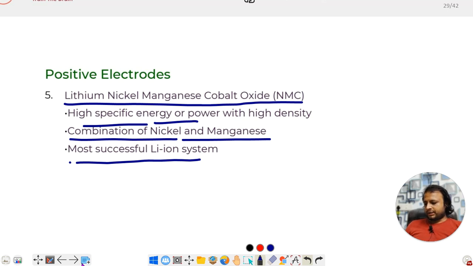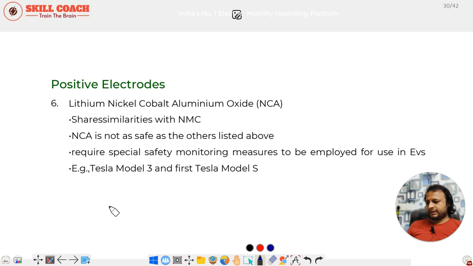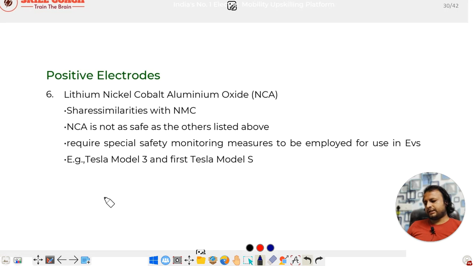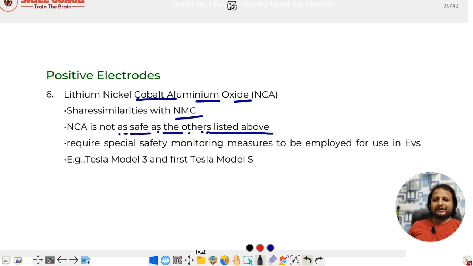And now let us move ahead to the next one, the positive electrode of lithium nickel cobalt aluminum oxide, which is primarily known as NCA. This shares similarities with NMC, the previous one, and NCA is not as safe as the others listed above. So research has gone in the wrong direction, I think, and it requires special safety monitoring measures to be employed for use in EVs.